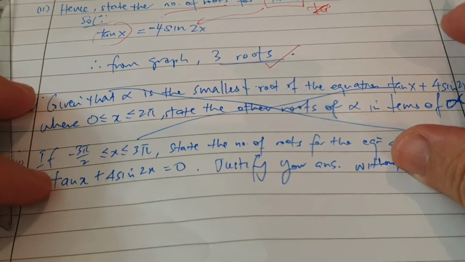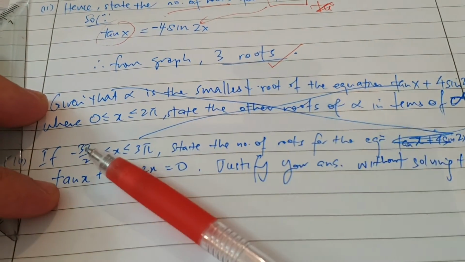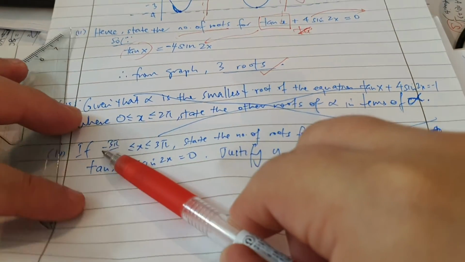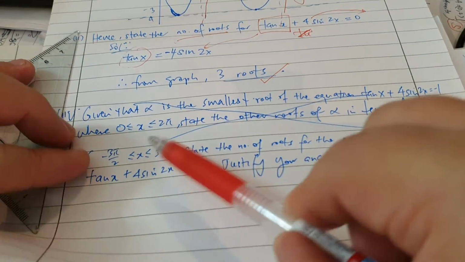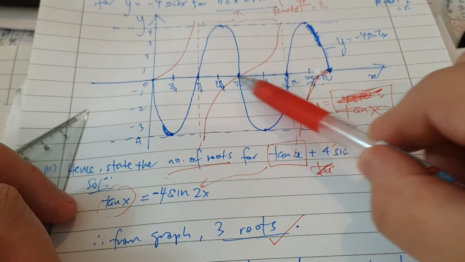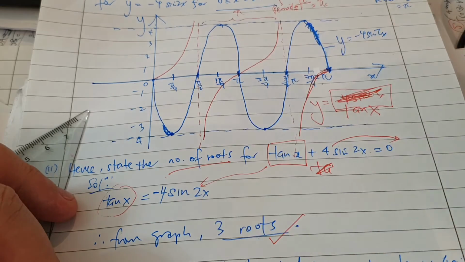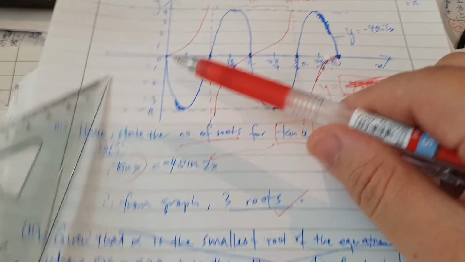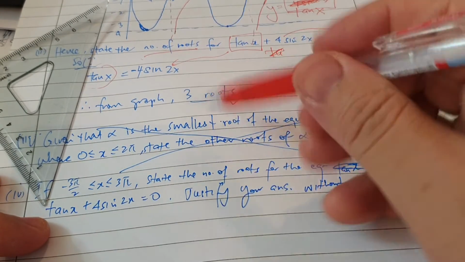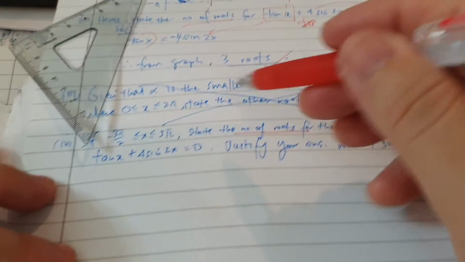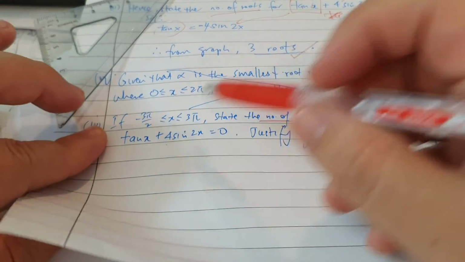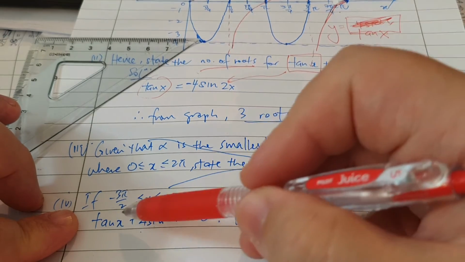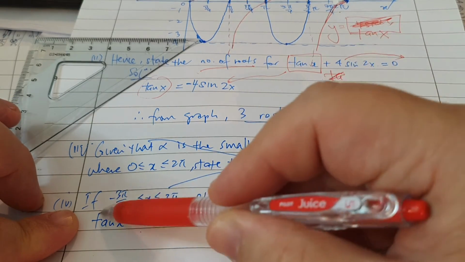And finally, this one. They're trying to make life difficult for you. If x is between this and this, but this and this are not shown on the graph, so you must make some predictions. How? Okay, now you must understand. You read the question first. State the number of roots for the equation, this one. This equation is the same as this equation, so they are actually the same thing. The only thing that changed is the range here.